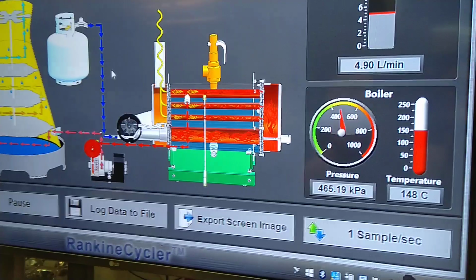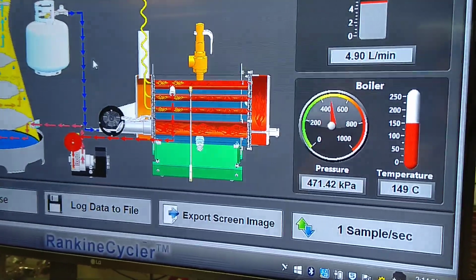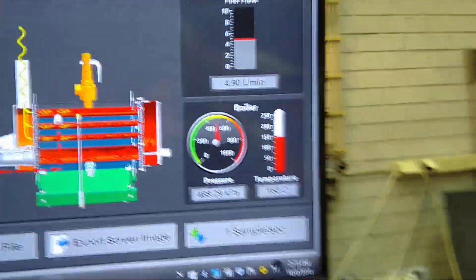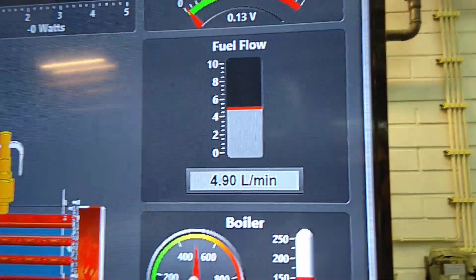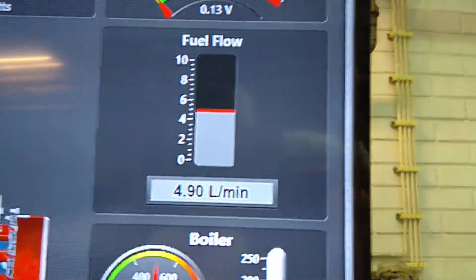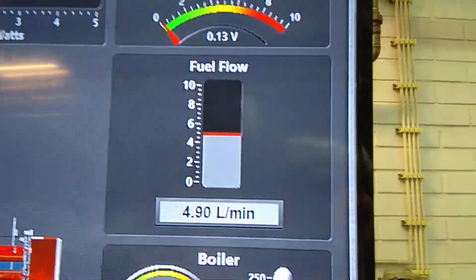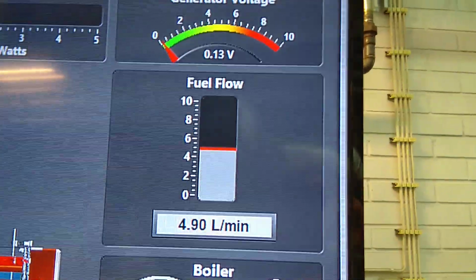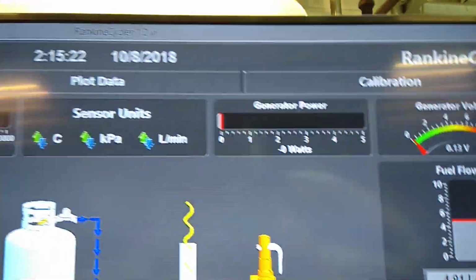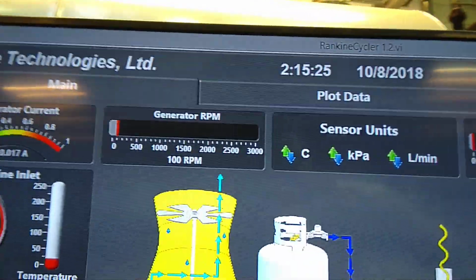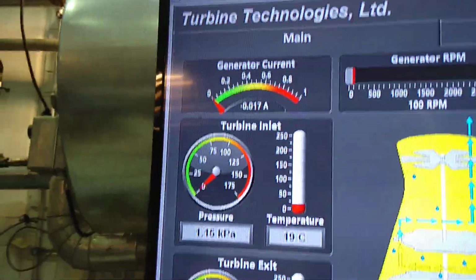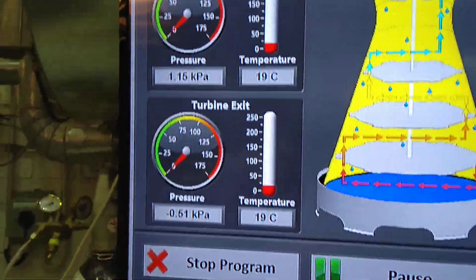This is a schematic of the heat exchange or heat transfer that takes place. And also on the screen you have the measurement value of the fuel flow. So the flow of propane, 4.9 liters per minute at the moment. Then there's the generator voltage of power, generator output as a bar. Then generator RPM, current, and information on the turbine inlet and outlet.